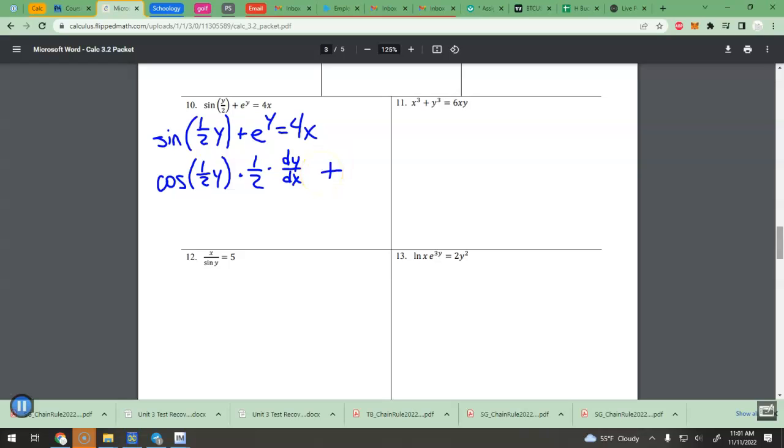Plus the derivative of e to the y. So what's the derivative of e to the anything? It's e to that thing. But then I took the derivative of a y, so I multiply by dy dx. And then the right hand side's a little easier. What's the derivative of 4x? It's just 4.